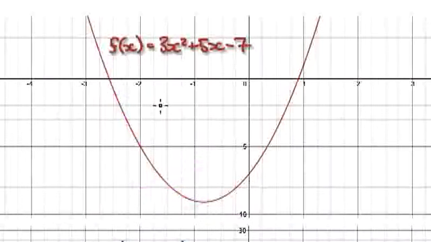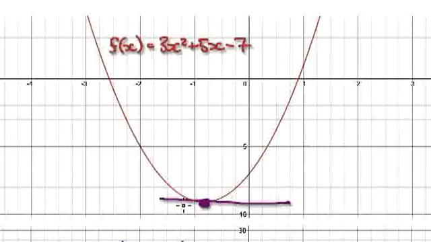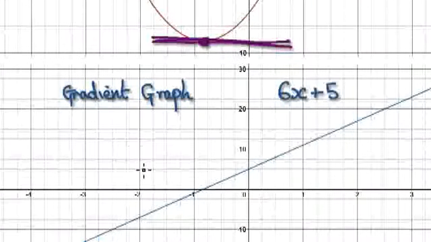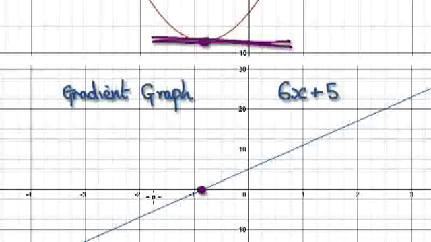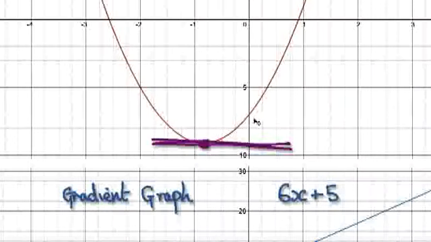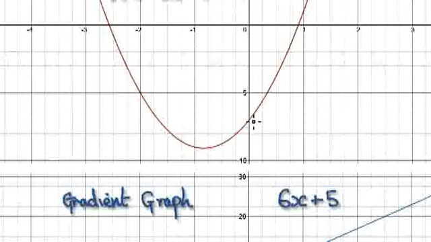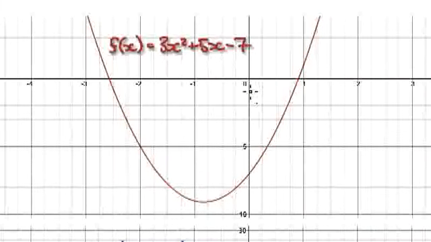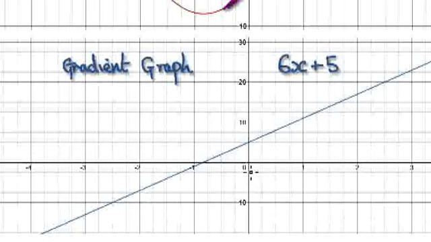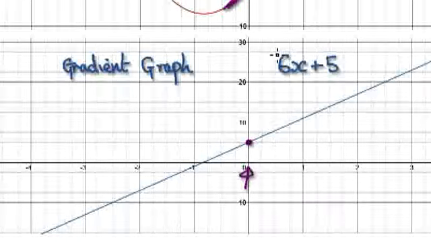And then looking at this function at this point here, you can see that the gradient is 0. So when you look at the gradient graph, you can see at this point that the gradient is 0. And then let's look at when x equals 0. This is your original function here. When x equals 0, you can see that the gradient is like this. Looking at the gradient graph, when x equals 0, the gradient is 5.